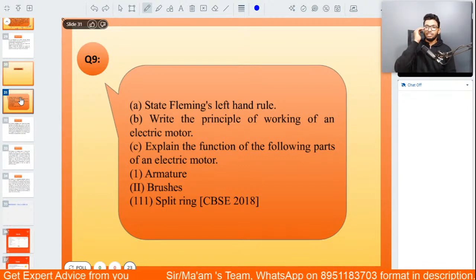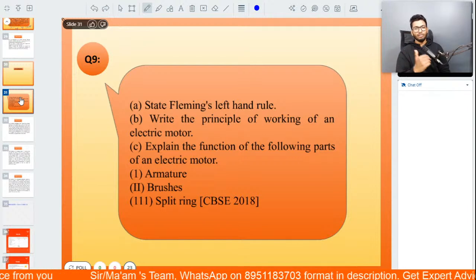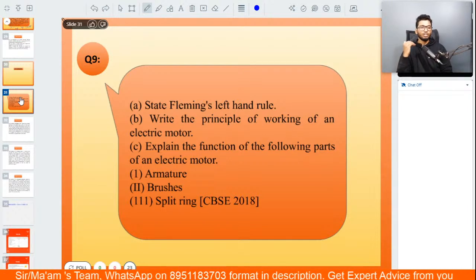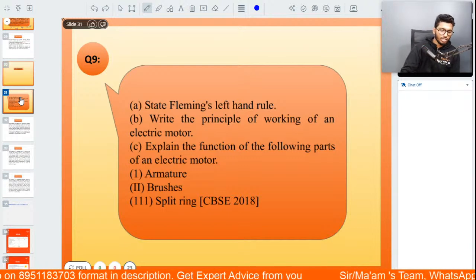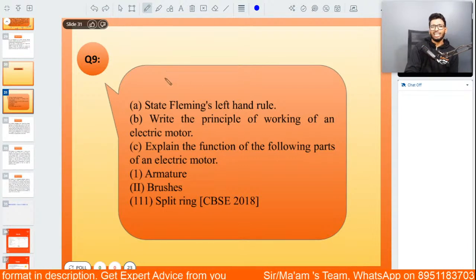Fantastic question, because you know that electric motors are very important. This actually goes to show how important electric motors are. So please put it in the chat box. For the first one, state Fleming's left-hand rule.